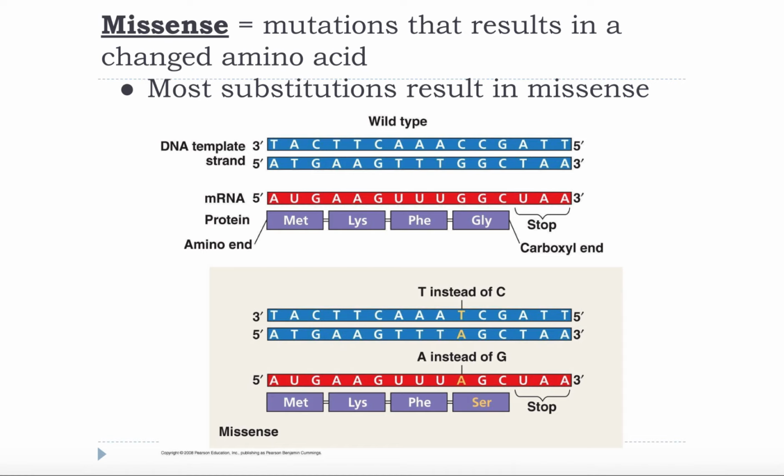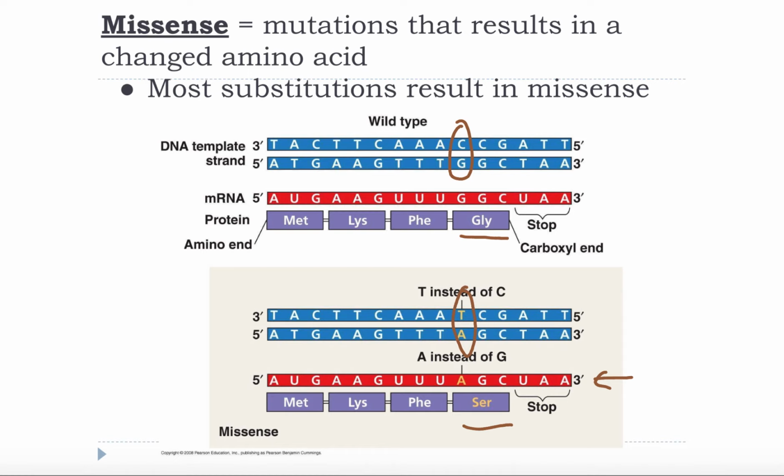Okay, so the ways we can classify mutations is missense, nonsense, and silence. So missense in this case, you still have an amino acid where it should be, but the amino acid is different now. So in this instance here, you switch this letter from CG to TA, and the result in the mRNA is instead of a glycine, you have a serine. That's a completely different amino acid.